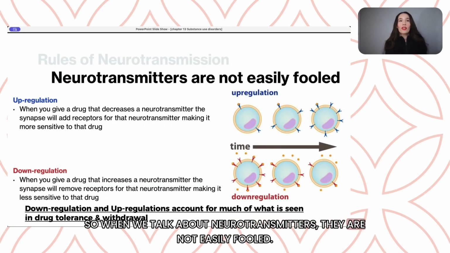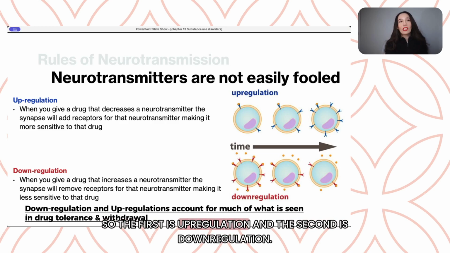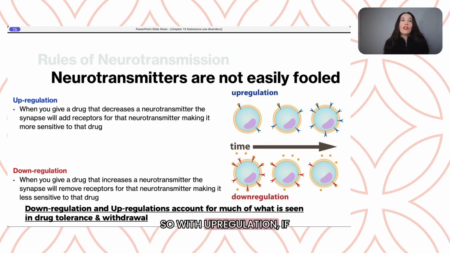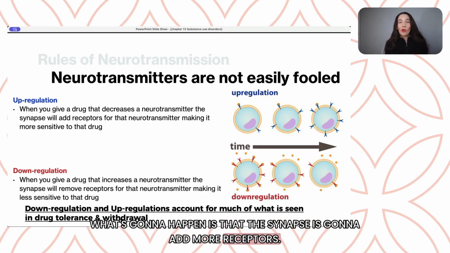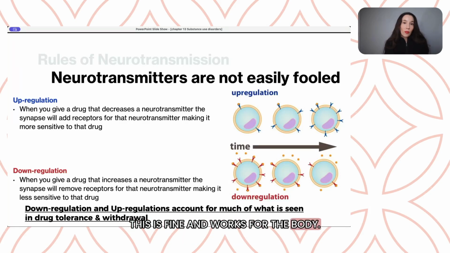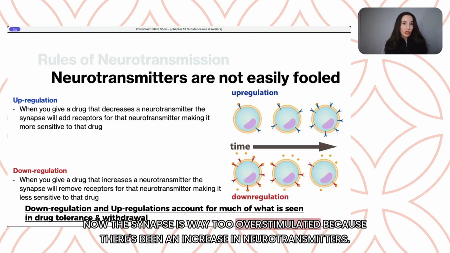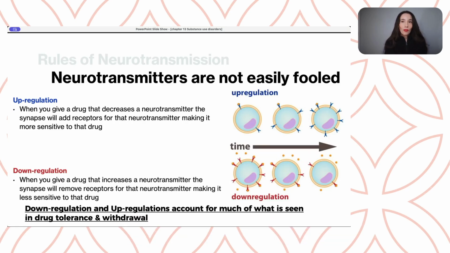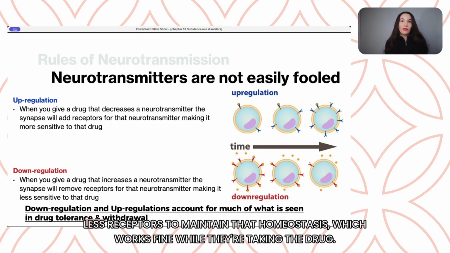So when we talk about neurotransmitters, they are not easily fooled. They use two mechanisms to maintain homeostasis in the body. The first is upregulation and the second is downregulation. So with upregulation, if the drug that is given decreases the neurotransmitters, those little yellow dots, what's going to happen is that the synapse is going to add more receptors. This is fine and works for the body. However, when you take away that medication that is no longer decreasing those neurotransmitters, now the synapse is way too overstimulated because there's been an increase in neurotransmitters. Downregulation is the opposite. So if you take a substance that is increasing the neurotransmitters, the synapse is going to have fewer receptors to maintain that homeostasis, which works fine while they're taking the drug.